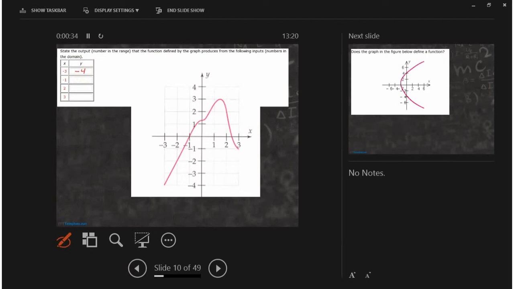Okay, -1, what do we get? 0, because it crosses the x-axis. That's where the y values are 0. 2. At x equals 2, it looks like it's 2, right? And at x equals 3? Nice.